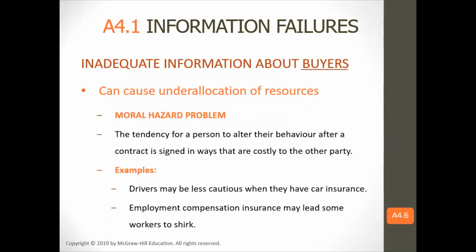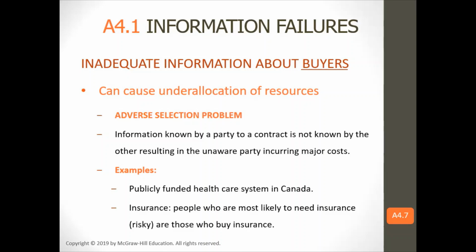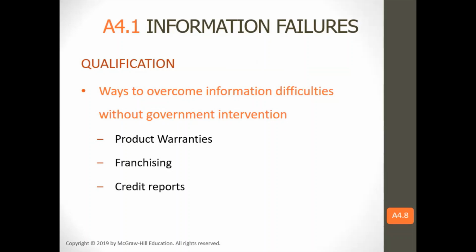Moral hazard is a tendency for a person to alter their behavior after a contract is signed in ways that are costly to the other party. Drivers may be less cautious when they have car insurance, which would be bad for the car insurance company. Unemployment compensation insurance may lead some workers to shirk, so workers would just quit, basically, because they'll get employment insurance. Adverse selection is when information known by one party to a contract is not known by the other, resulting in the unaware party incurring major costs. With insurance, the people most likely to need insurance are the riskier ones who buy it. Ways to overcome information difficulties without government intervention include franchising and credit reports.